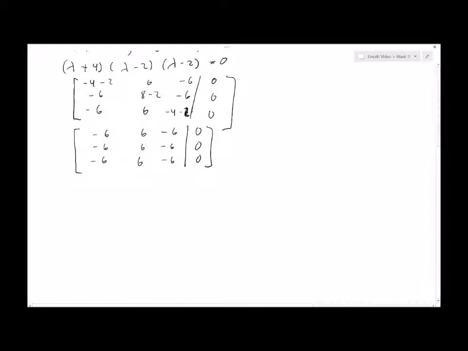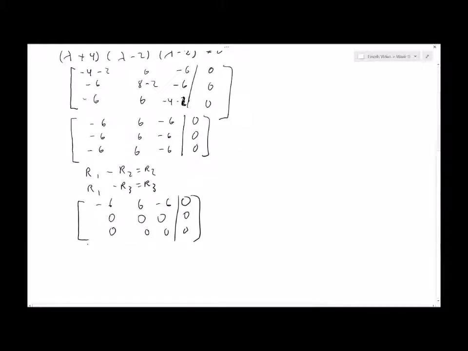Now I don't know if you can tell, but they're all exactly the same. So then we can just say row 1 minus row 2 equals row 2, and row 1 minus row 3 equals row 3, and then we're left with -6, 6, -6, zeros everywhere else. Alright, and just for simplicity, I'm going to divide by -6: 1, -1, 1, 0, 0, 0, 0, 0, 0, 0, 0, 0.